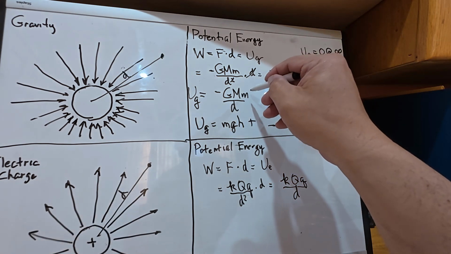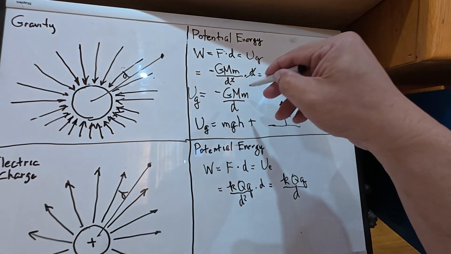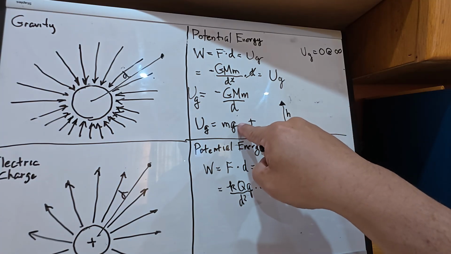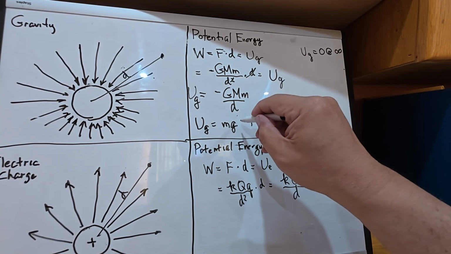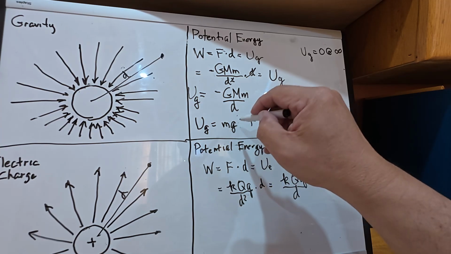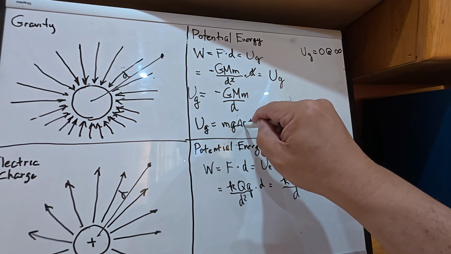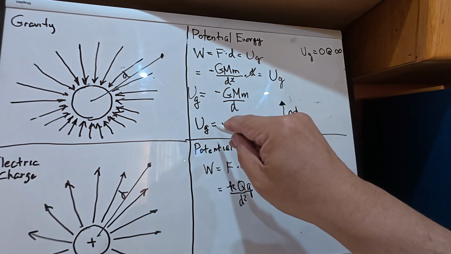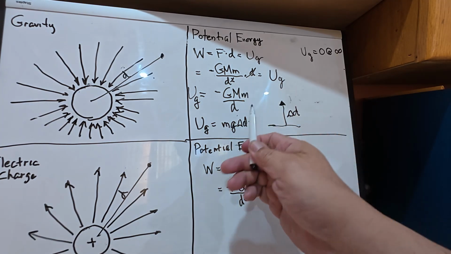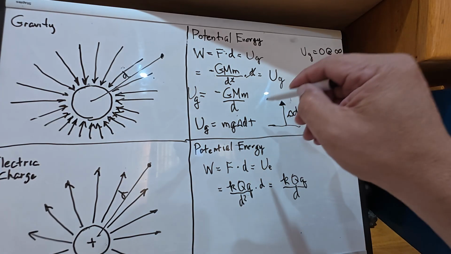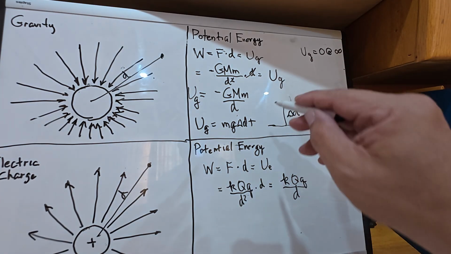So this is negative potential energy from infinity to d. Let's call this d again, except this one where it's a delta d, a positive delta d. So the potential energy, when you're going against gravity, is a positive number. So that's how gravity works.